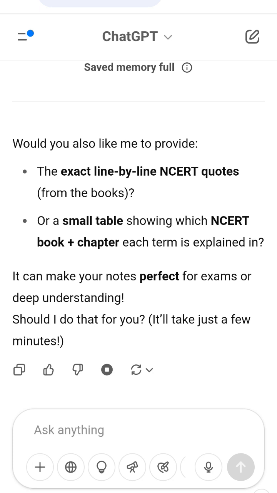Would you also like me to provide the exact line-by-line NCERT quotes from the books, or a small table showing which NCERT book and chapter each term is explained in? It can make your notes perfect for exams or deep understanding. Should I do that for you? It'll take just a few minutes.